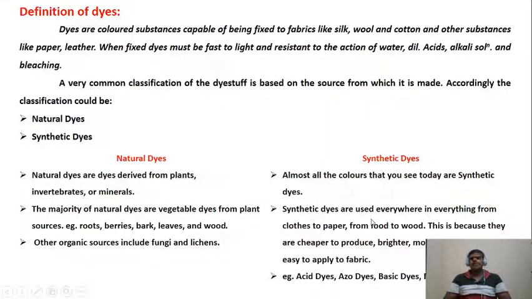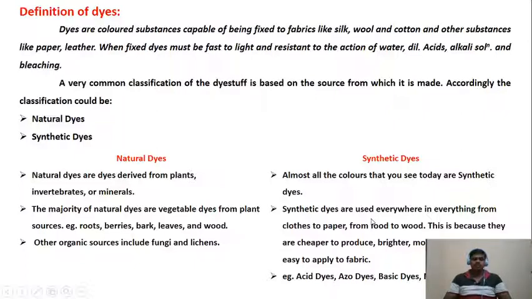After the definition, dyes are commonly classified into two classes depending on the source from which they are obtained or made. The classification is natural dyes and synthetic dyes. The source from which natural dyes are made are natural ones like plants, animals or minerals.